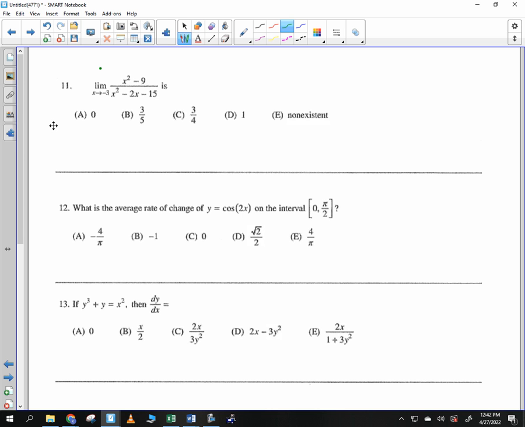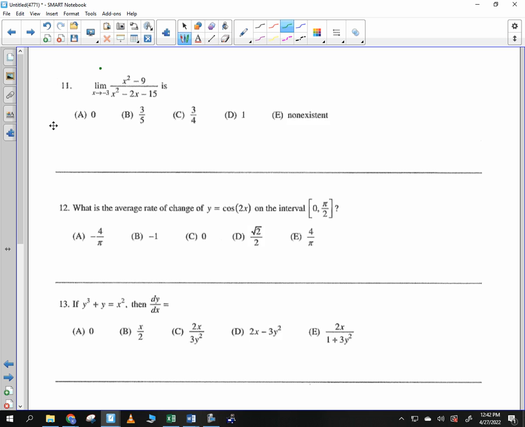Okay, limit as x goes to negative 3. If you plug in negative 3, what do you get? You get 0 over 0. So that means you got two options. You can either remove the discontinuity by factoring, or you can use L'Hopital's rule. Anybody use L'Hopital's rule? Okay, good for you.